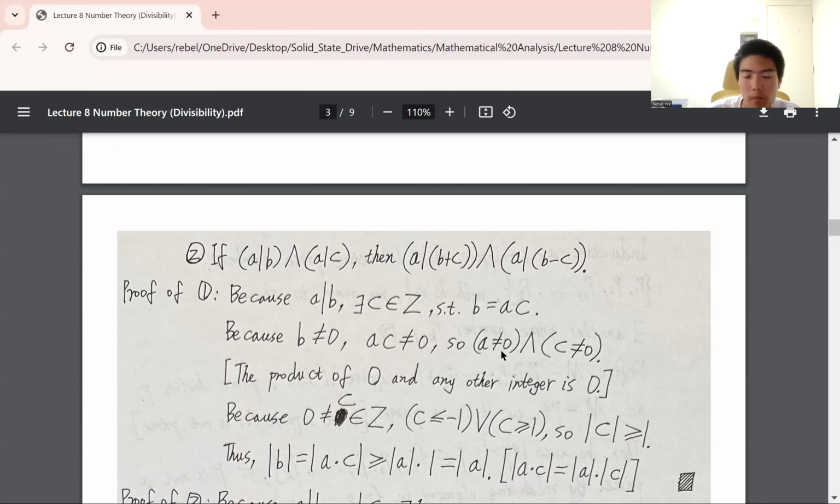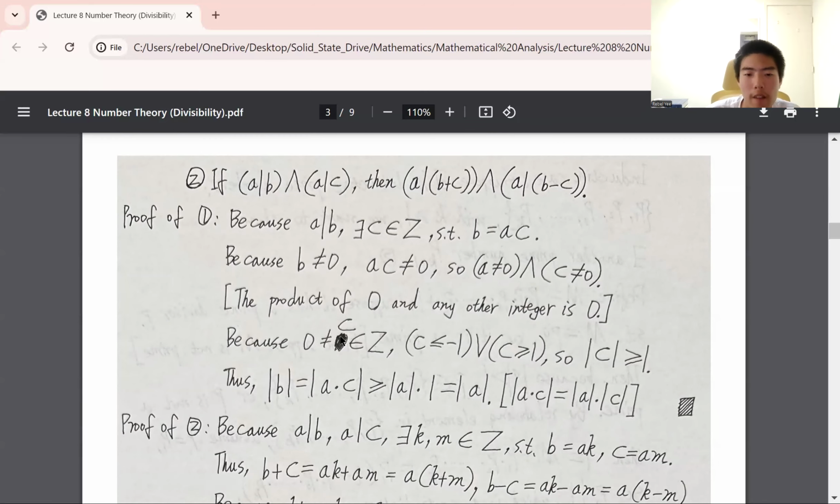So they must not be 0 at the same time, right? And because C is not equal to 0 and C is an integer, remember, an integer doesn't contain 0.6, 0.5, something like that. So C must be smaller or equal to -1 or larger or equal to 1 by the integers' definition. So the absolute value of C is greater or equal to 1.